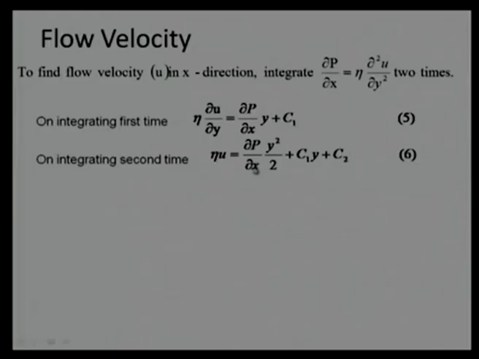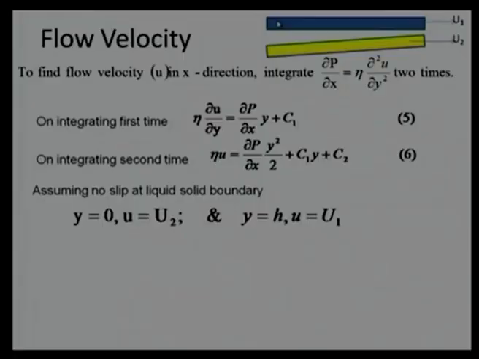This pressure gradient is not depending on y. So, this y will turn out to be y square by 2. This C 1 is a constant, it is not a function of y. So, simply this will be C 1 y plus another integration constant C 2. Now, we have two velocity conditions available to us. We can use those boundary conditions to find out the values of C 1 and C 2.